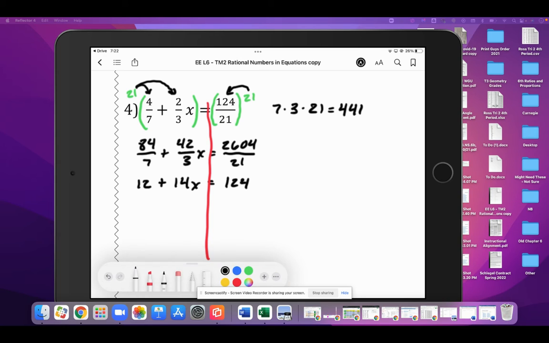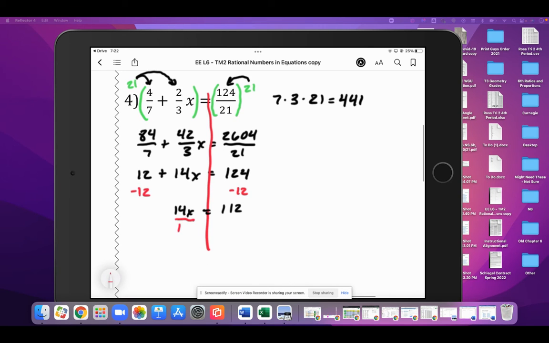And then just solving this like we normally do, I'm going to subtract 12 from both sides. I'll get 14x equals 112. And I don't know what that is when I divide the darn thing. I do know that my next step is going to be to divide by 14. And so I get, one moment, 112 divided by 14 is 8.